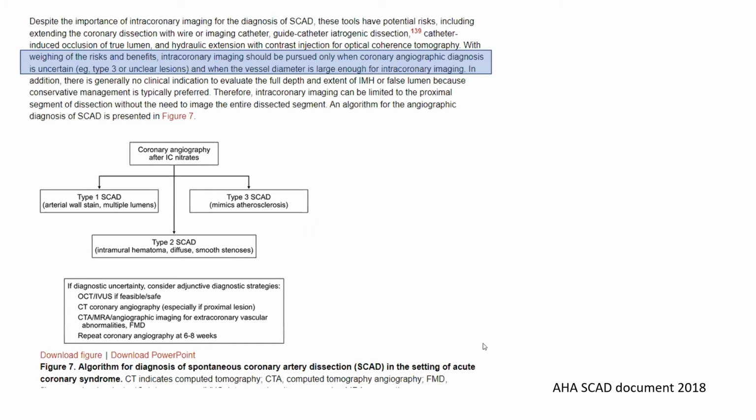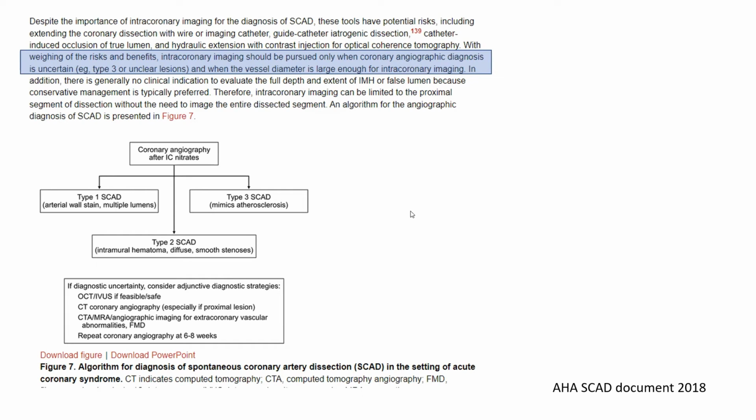And this is from the AHA consensus document where they discuss management of SCAD. And again, they do not favor intracoronary imaging with IVUS or OCT. Intracoronary imaging should be pursued only when the coronary angiographic diagnosis is uncertain, type 3 or unclear lesion, and when the vessel is large enough for intracoronary imaging. They rely purely on angiogram in the overwhelming majority of the cases.